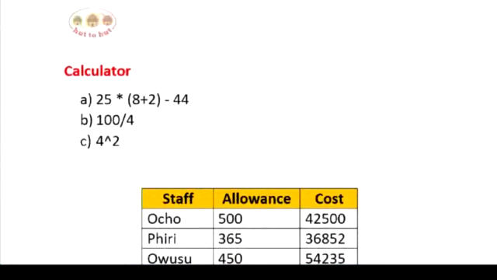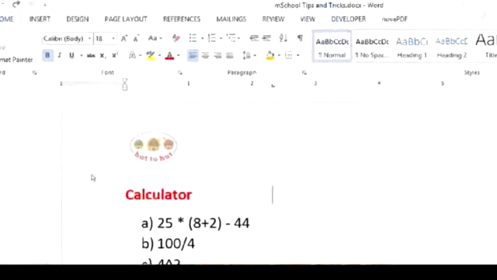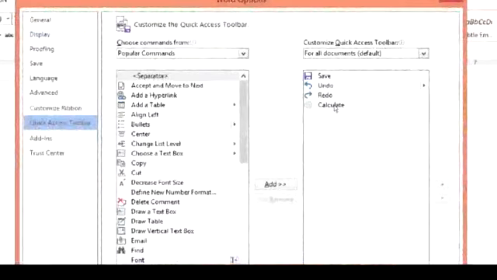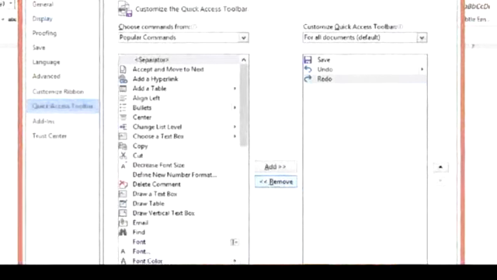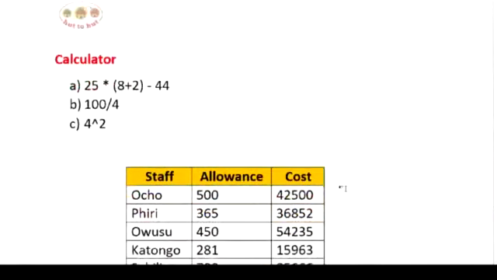If you want to remove the calculate button, you go back to the drop down on the quick access toolbar, more commands. Then in the quick access toolbar section, you click on calculate, and then you remove it from the quick access toolbar. So that's how to use the calculator function.